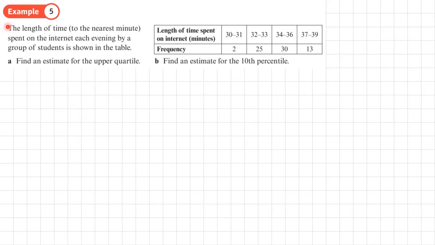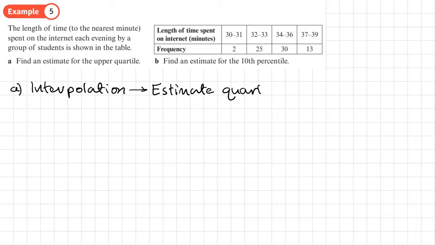Example 5. The length of time to the nearest minute spent on the internet each evening by a group of students is shown in the table. Find an estimate for the upper quartile. Now to do this, we're going to use a method called interpolation. We don't know exactly what the value of the quartile is. This will be a method that allows us to estimate quartiles, the median, and percentiles.